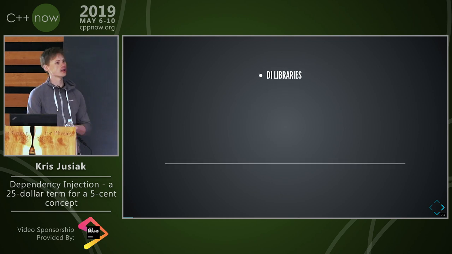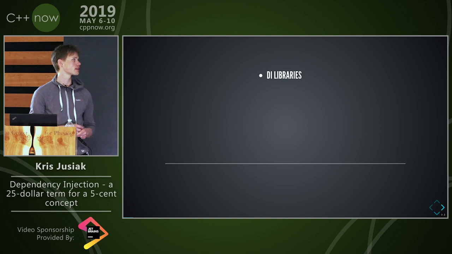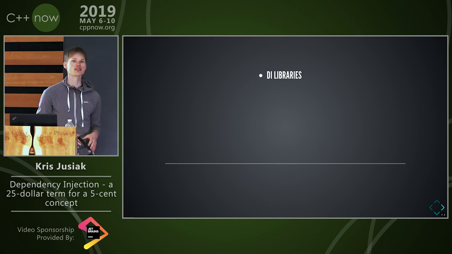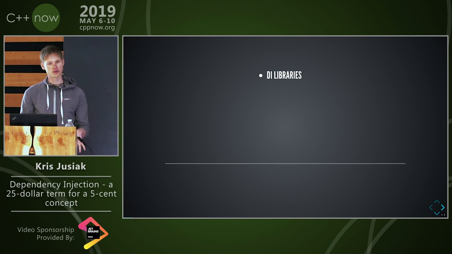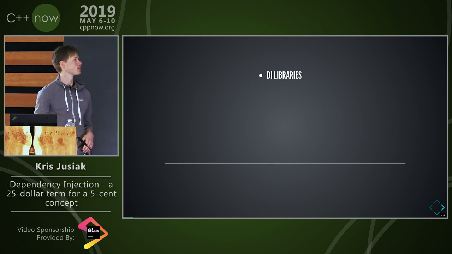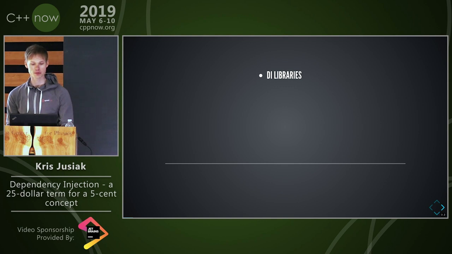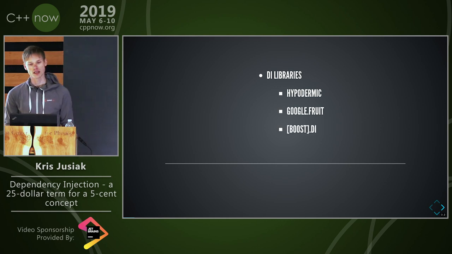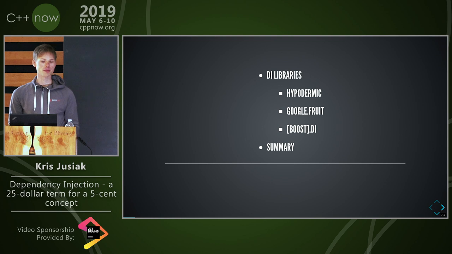And then we'll talk about other C++ libraries which can simplify some of the things introduced by DI. I don't want to go too much ahead, but we'll talk about some of them. One of them will be Hypodermic, Google Fruit, and Boost DI. And we'll sum up afterwards.